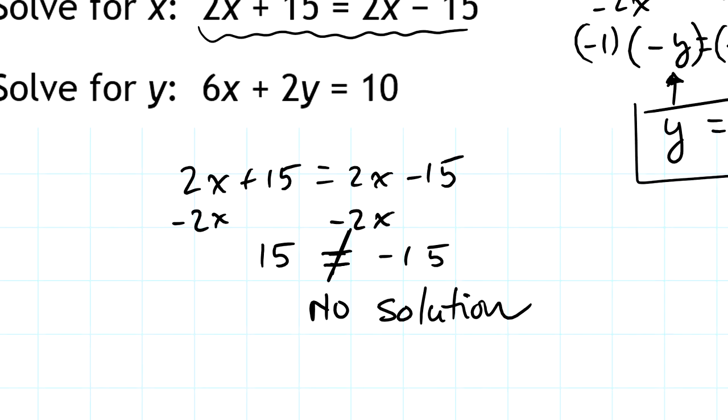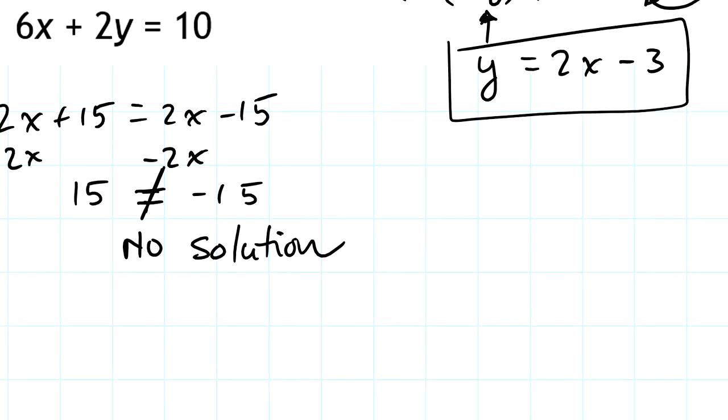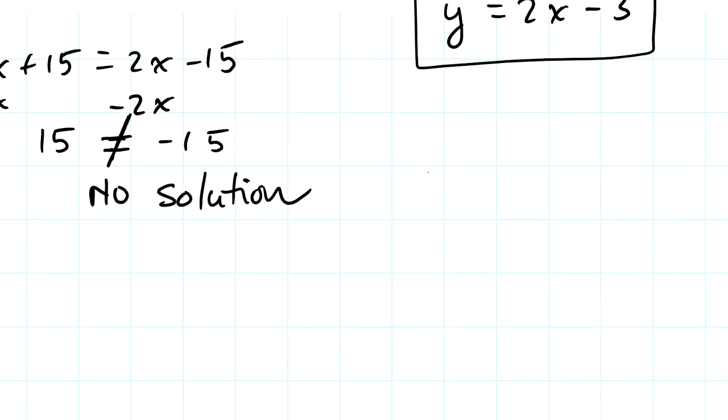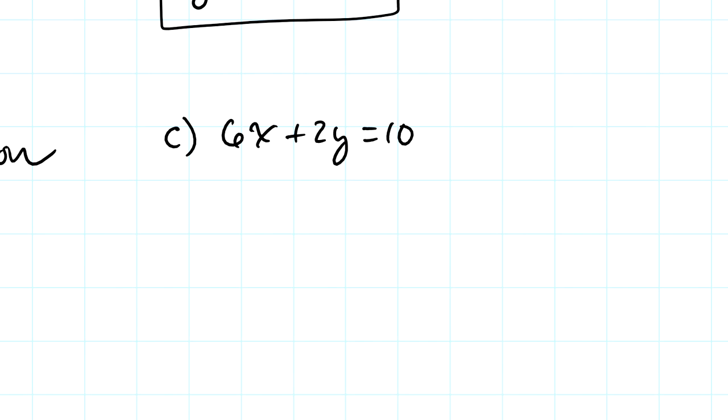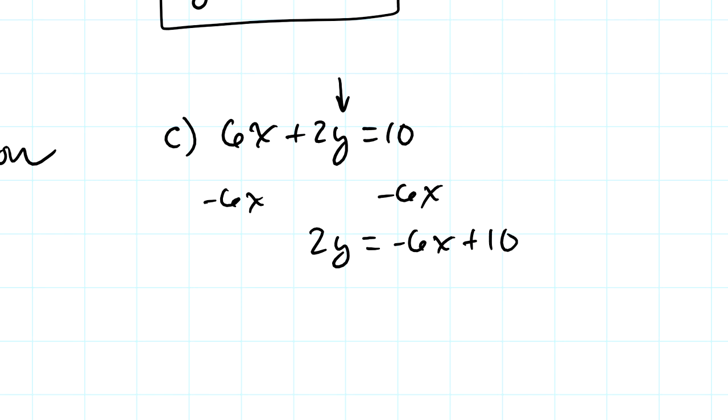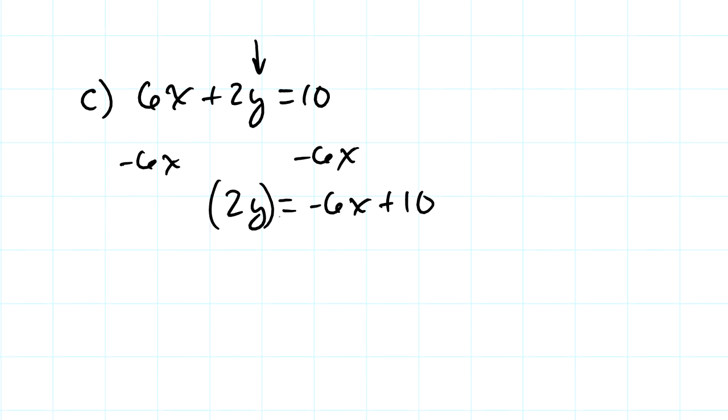And then the last equation here says solve for y, and I'll read this and write it down. This is part C. It says 6 times x plus 2 times y is 10. This is a nice equation, right? It's written in standard form, and we want to get y alone. So I'm just going to take away 6 times x from each side. That gives me that 2y equals negative 6x plus 10. And then I'm going to choose to multiply both sides by 1/2. It's a convenient way for me to think about this.